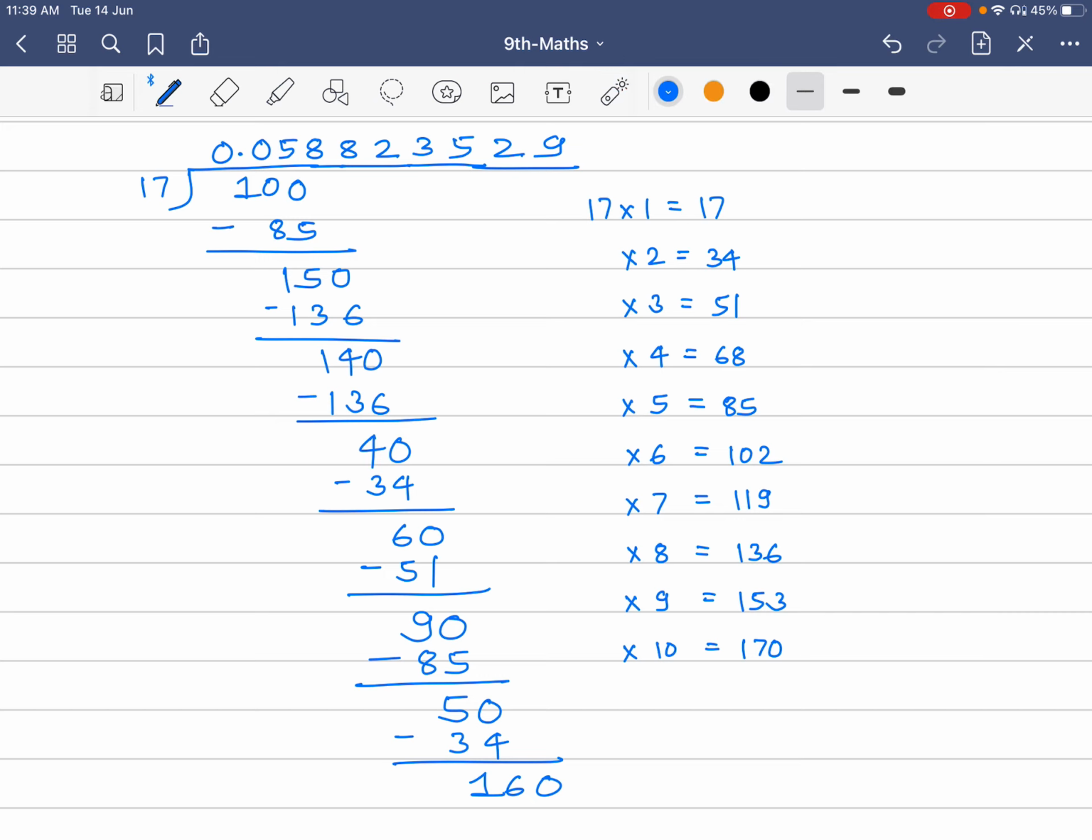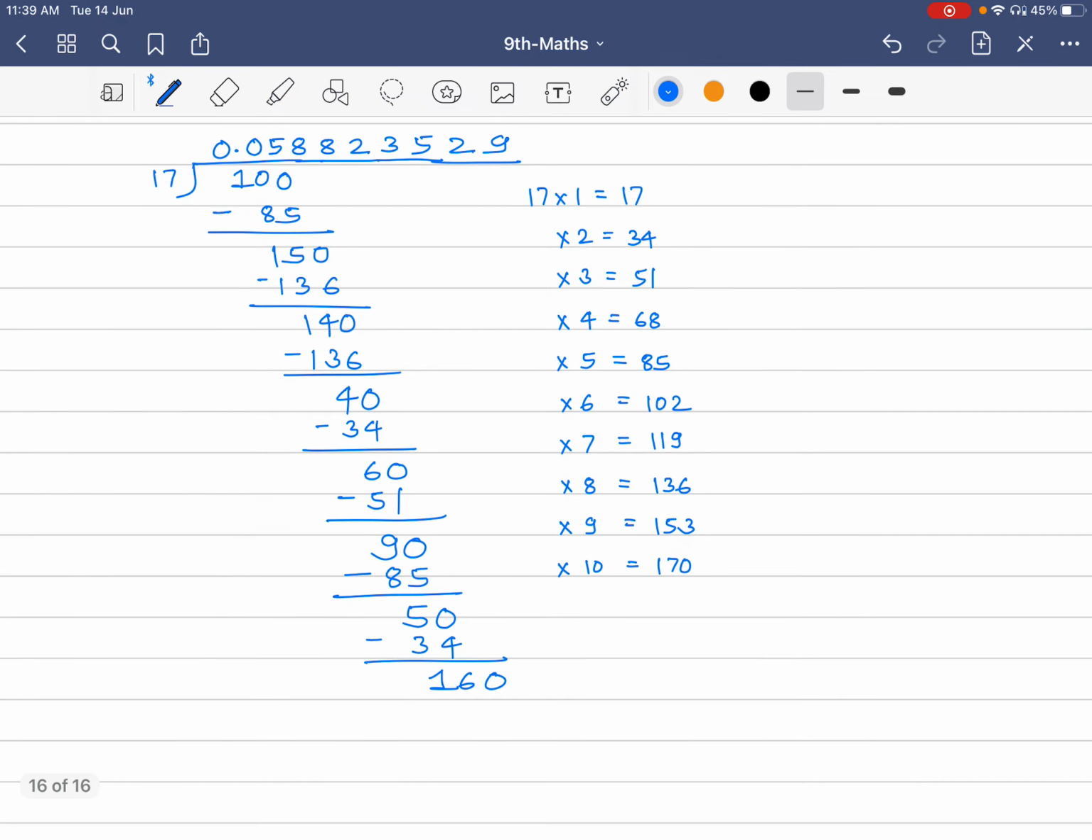So as you can see, the repetition is not yet coming. So it's minus 153, and the remainder is 7. And then we again put 70. Now for 70 we have to go with 4, which is 68. So let me put here 4, and this is 68. Now I'm going to continue here. So 68, and the remainder is 2.